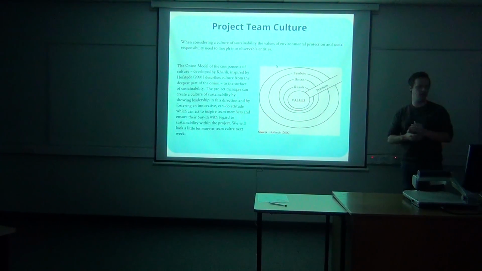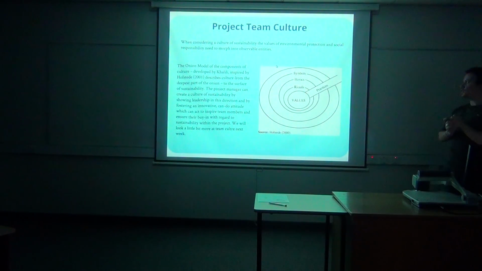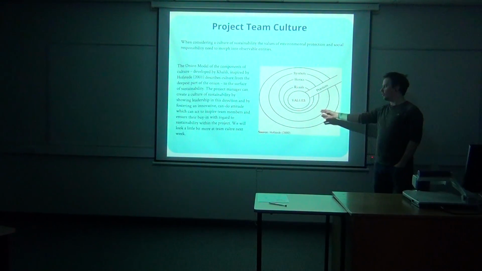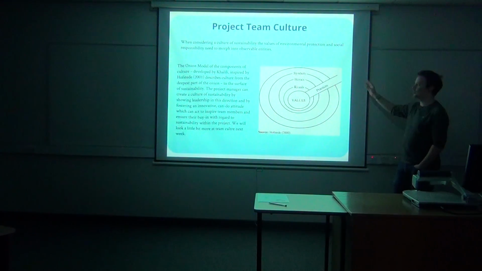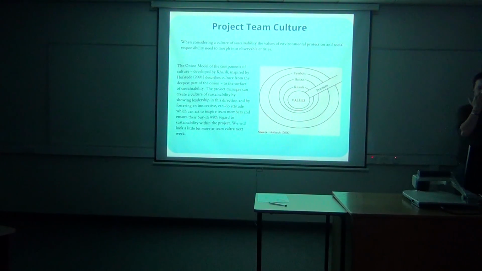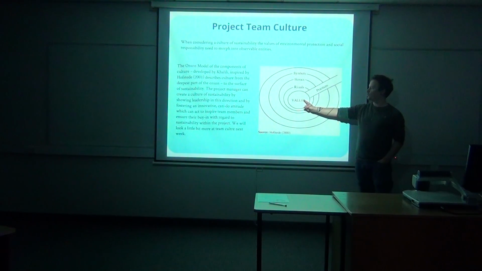You can build that as much as you like. So when considering creating a culture of sustainability, we need to think about these observable entities. This is the onion model of culture developed by Kahalili and Hofstadter. It describes the culture from the deepest part of the onion. So these are our values.